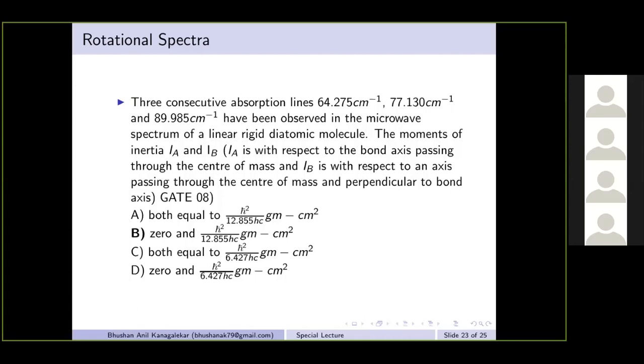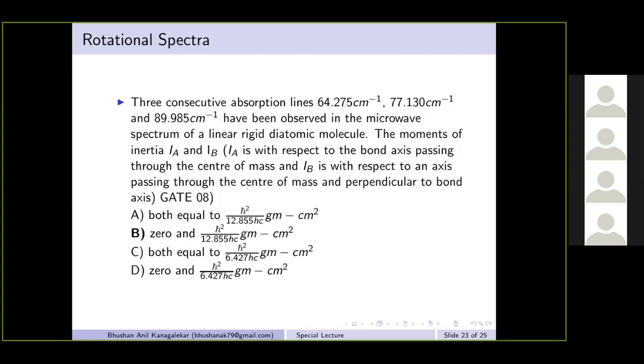IA and IB: one axis passes through the two atoms of a diatomic molecule, along the bond length, through the center of mass, and the other, IB, passes through the center of mass but is perpendicular to the bond length.